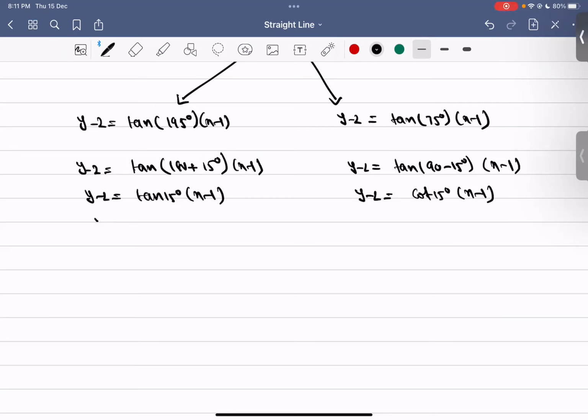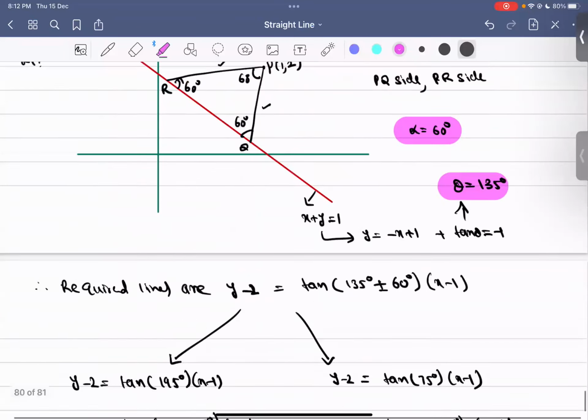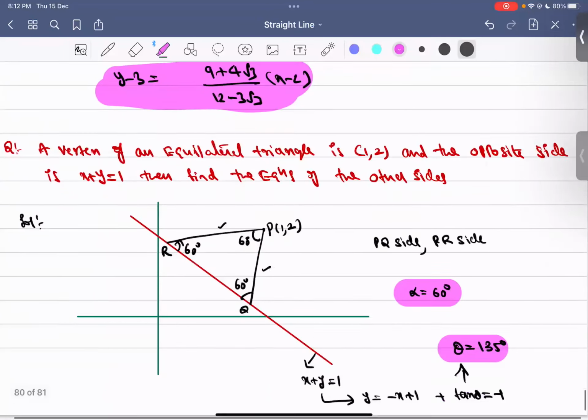Now, tan 15 degrees is what? Tan 15 is 2 minus root 3, so this is (2 minus root 3) into (x minus 1). Next, cot 15 degrees is what? Tan 15 is 2 minus root 3, therefore cot 15 is 1 by (2 minus root 3), that is 2 plus root 3, into (x minus 1). So these are the required lines, meaning the sides. Therefore, the PQ side and PR side are these.